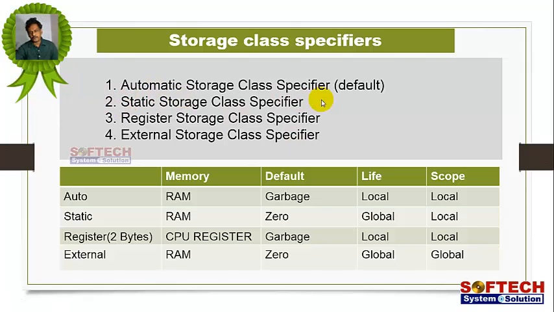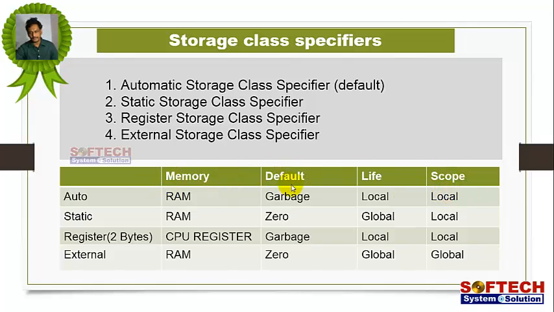It has four types: automatic storage class specifier, static storage class specifier, register storage class specifier, and the final one, external storage class specifier. That storage class specifier specifies the characteristics of a variable. What are the characteristics? There are four characteristics. What is the requirement to specify them? To utilize the memory efficiently. Each and every type of specifier specifies four kinds of characteristics.